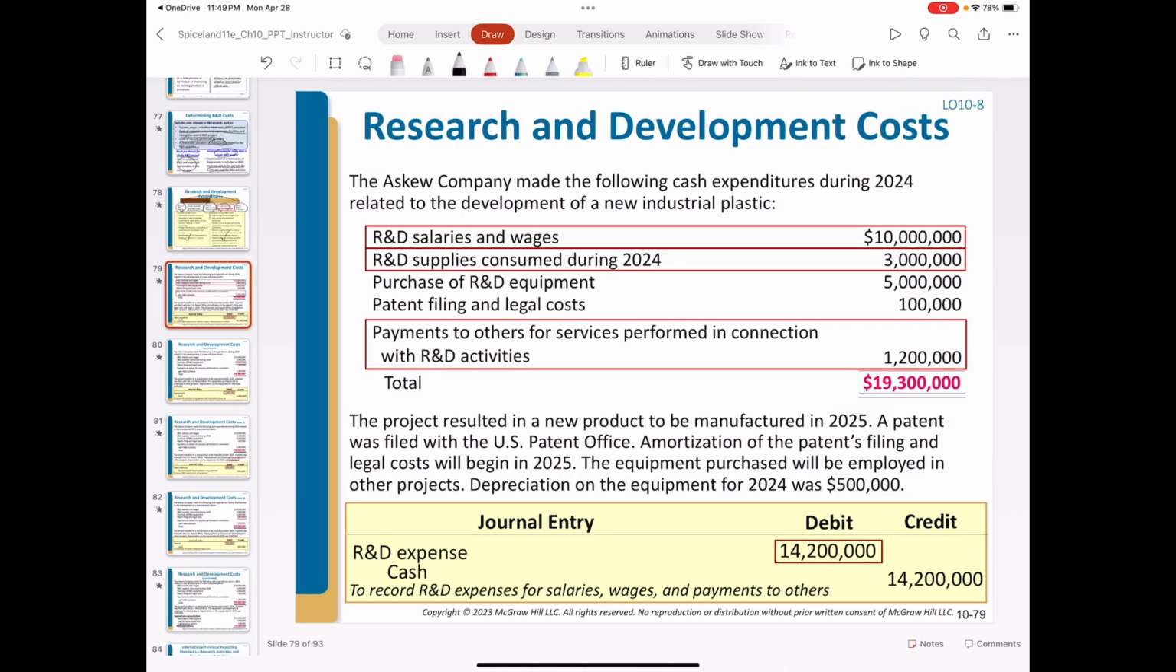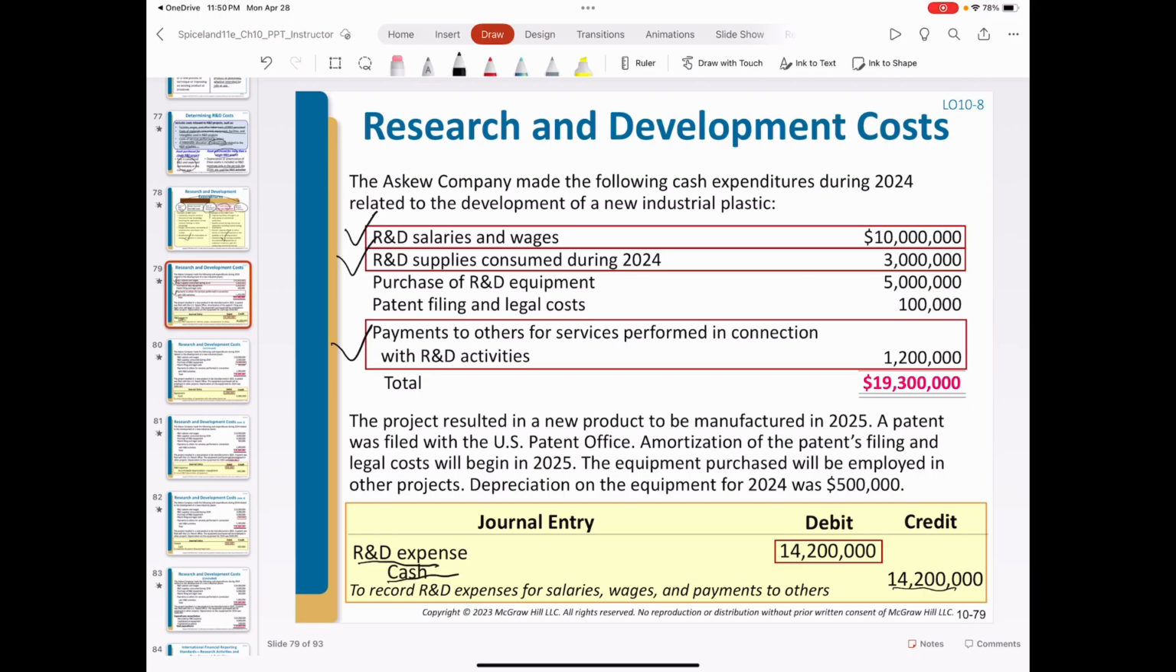We are given five expenditures, and we are deciding which costs should be reported as R&D costs. The first one, R&D salary and wages, 10 million. Yes. R&D supplies consumed during this year, 2024. Yes. And the payments to others for services performed in connection with R&D activities. So the total is 14,200,000. So we debit R&D expense and credit cash.